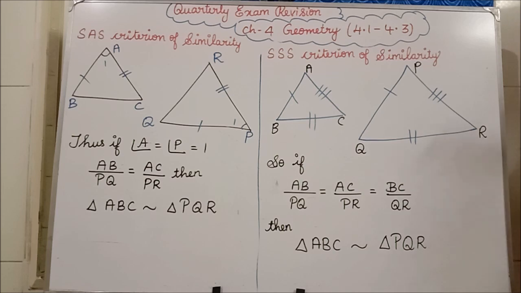Okay, students, but in exercise 4.1, most of the problems we are solving only by the AA criterion of similarity. That is a very easy criterion. With that itself, we are completing most of the problems in exercise 4.1. Clear? Next, we will see some useful results in similar triangles.